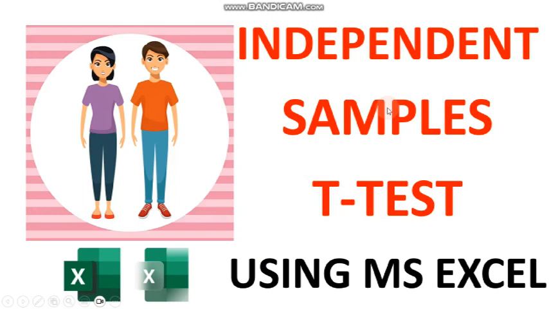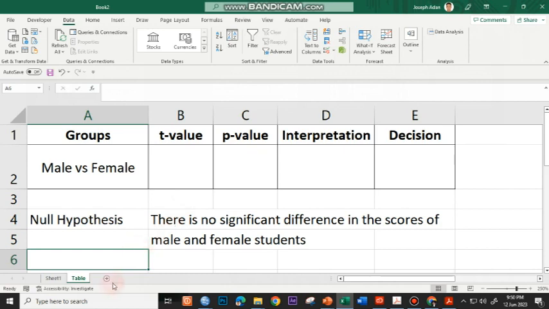In this video, we'll talk about independent samples t-test using Microsoft Excel. Independent samples t-test is used to test if there is a difference between the means of two distinct groups. So let's take a look at our sample data.